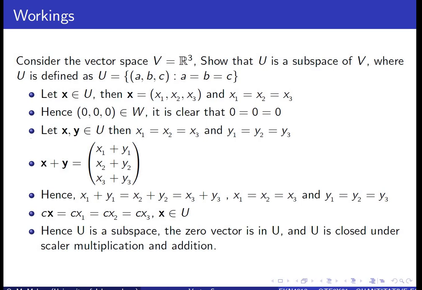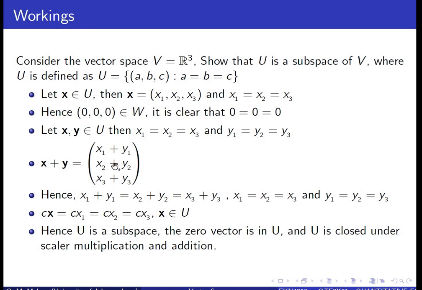Now I take two elements in U, X and Y in U. By the fact that these are in U, it means that all the components are equal. X1 equals X2, and in turn X2 equals X3. Y1 equals Y2 equals Y3. Now I add these elements together. When I add them, obviously to add two vectors of the same dimension, you must add all of their components.